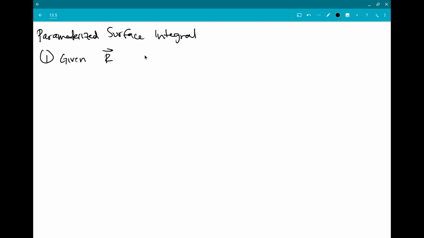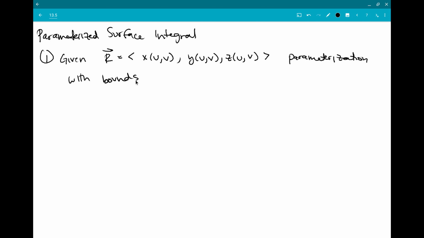So to do a parameterized surface integral, you should be given the parameterization r, which is going to tell you your x component in terms of two unknowns. And just like when you had r equal to x of t, y of t, z of t, you had bounds for t. You should be given bounds for u and v.